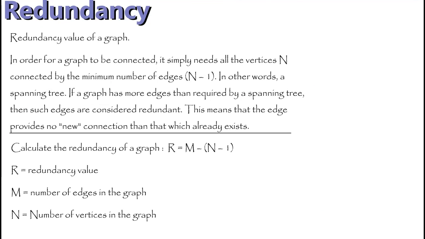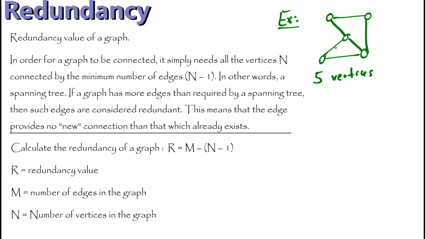Another value we will be calculating is called the redundancy of a graph. So if a graph has any circuits in it, it then has redundancy, and those are extra edges that keep the connection even if we lose an edge. So to see an example, here we have a graph with 5 vertices. It has 1, 2, 3, 4, 5, 6 edges.